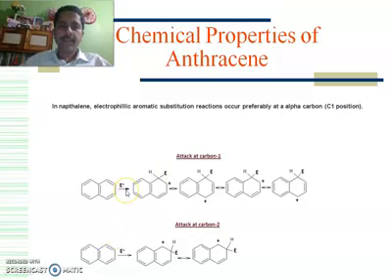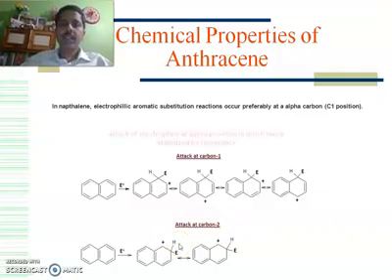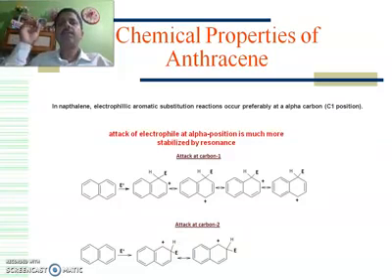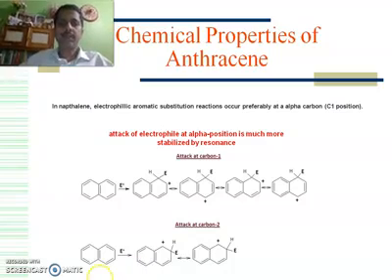When we see the attack of the electrophile at the C1 position, the positive charge gets placed here. It is resonance stabilized by overall 4 resonance structures. But when we attack the electrophile at carbon 2, we get only 2 resonance stabilized carbocation intermediates. So attack of the electrophile at the alpha position is much more stabilized by resonance. Hence, in naphthalene, electrophilic aromatic substitution preferably occurs at the C1 position. So this is the reason: the resonance stability of the carbocation intermediate.